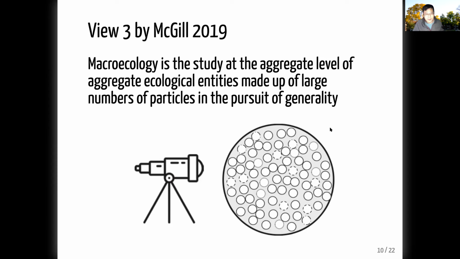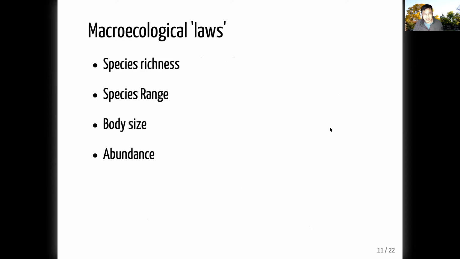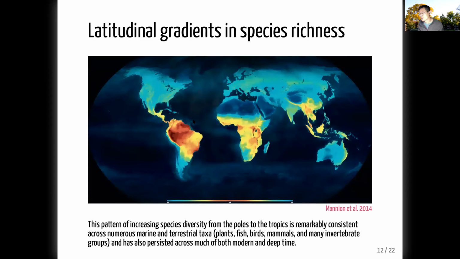And now we are going to move on to talk about different macroecological laws. Here I put laws in quotes simply because they're just patterns and hypotheses, and not every hypothesis is uncontroversially supported. Here we're going to talk about four different groups: species richness, species range size, species body size, as well as species abundance. Okay, let's first look at species richness.